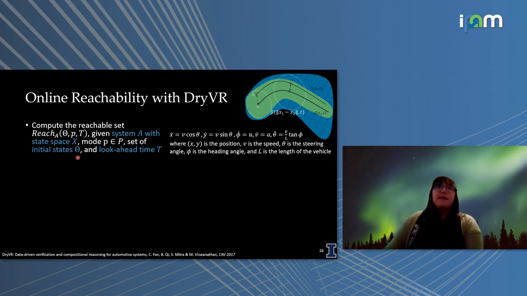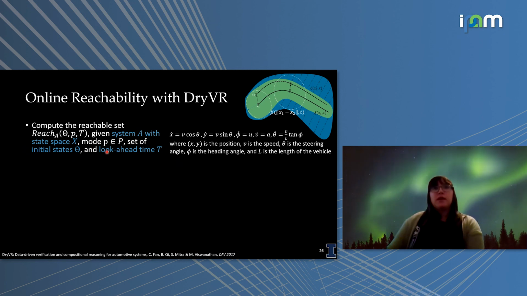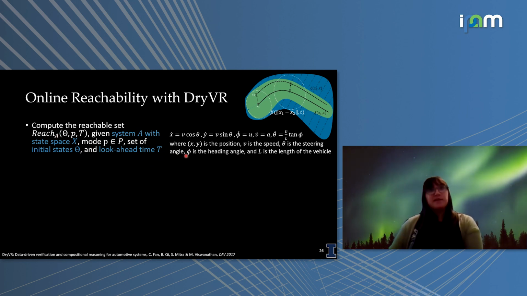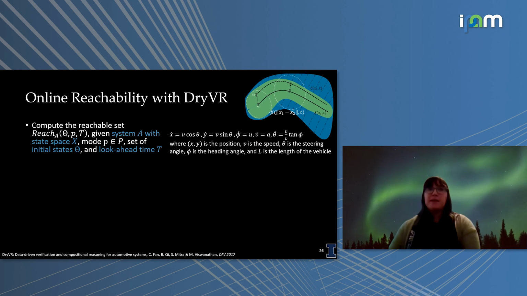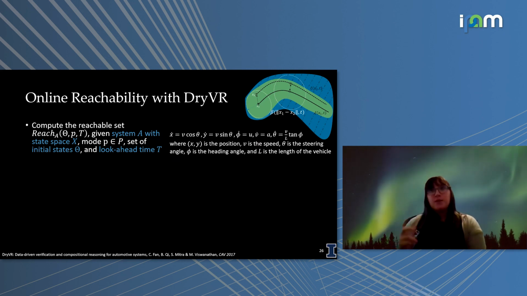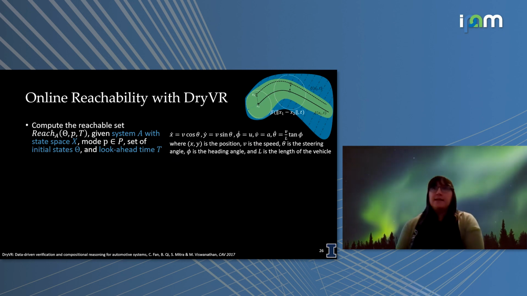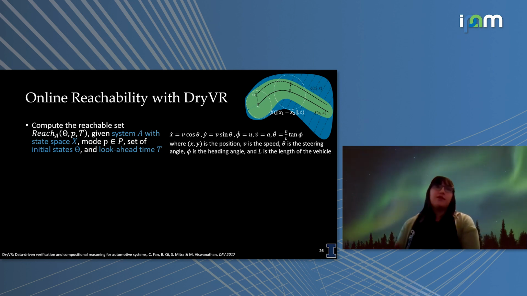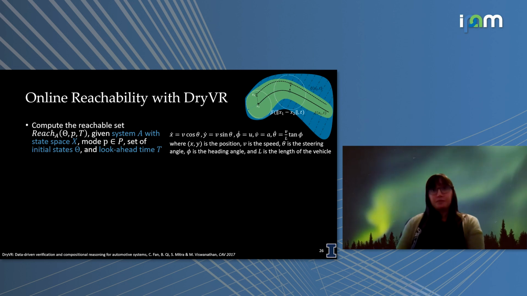We also have our set of initial states, and we have some look ahead time t. In this case, we're approximating our real system with a 5-state bicycle model, which is a simplified model, but we'll validate that in a moment. This basically provides us with our system dynamics of just the vehicle itself.